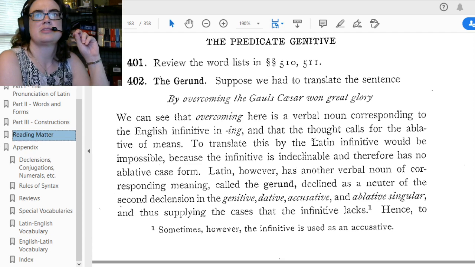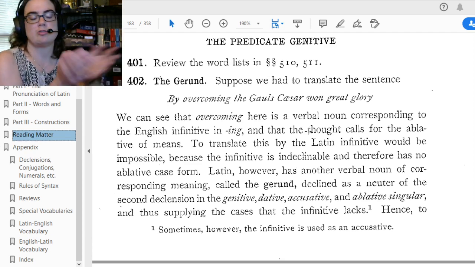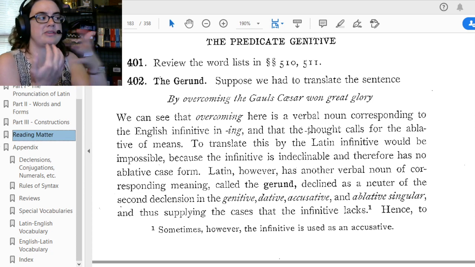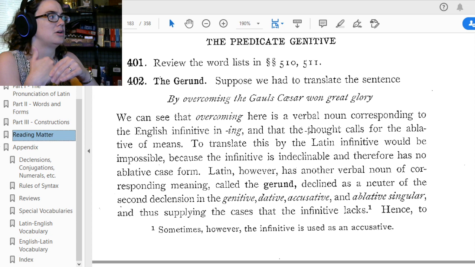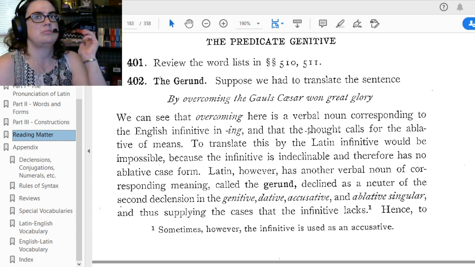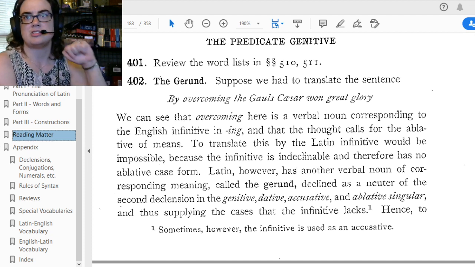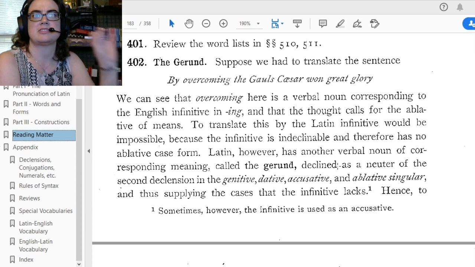To translate this by the Latin, infinitive would be impossible. So remember that the infinitive is also a noun, to overcome, but that is a blank form. It doesn't change form, so it can't be used as an ablative. It can really only be used in very certain circumstances. Latin has another verbal noun called the gerund, declined as the neuter of a second declension noun.